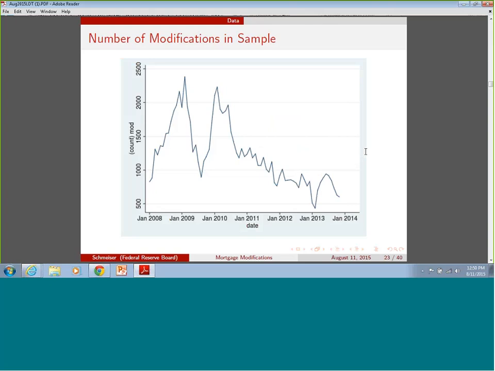All right, so again, this is just our particular sample, the number of modifications. You see, similar to the OCC data, we had a spike in 2009 and again in 2010, declining thereafter.